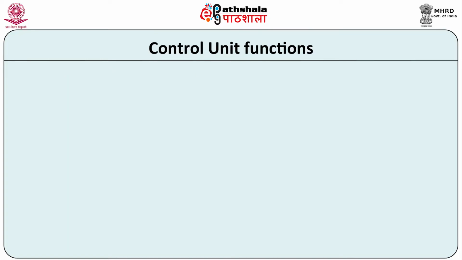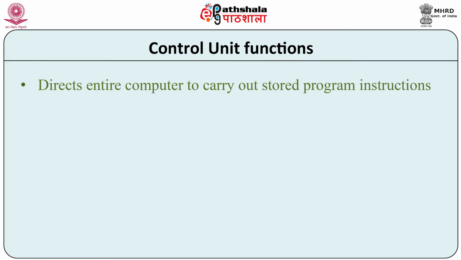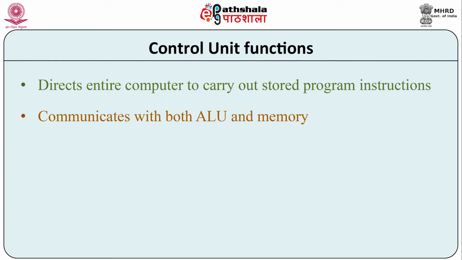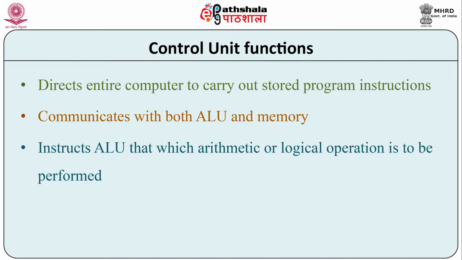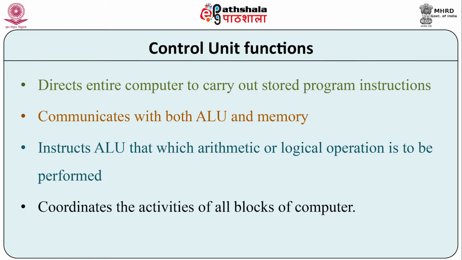Let us take an overview of functions of control unit in a processor. First, it directs entire computer to execute a stored program instructions. It also communicates with both ALU and memory. Further, control unit instructs ALU which arithmetic or logical operation is to be performed. It also coordinates the activities of all blocks of computer.